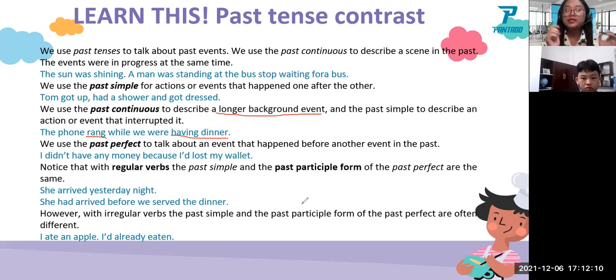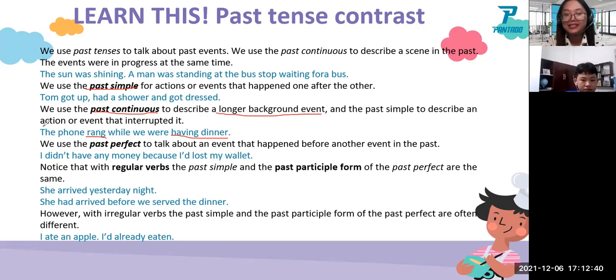While in past continuous, there are two actions. The phone rang, action one, rang. While we were having dinner. Having dinner is action two. Okay? That is the difference of past simple and past continuous. Okay?